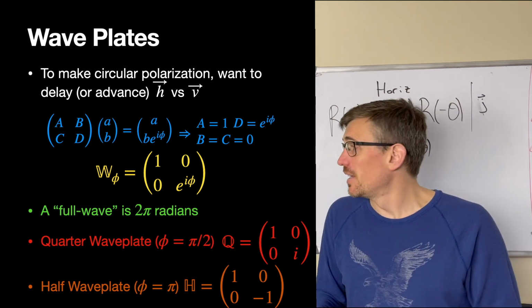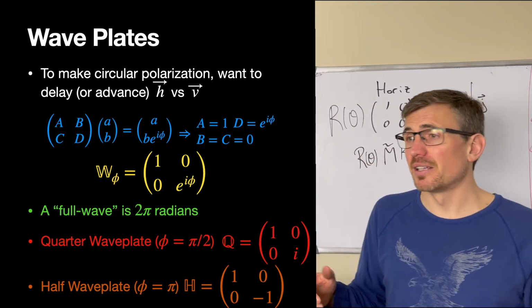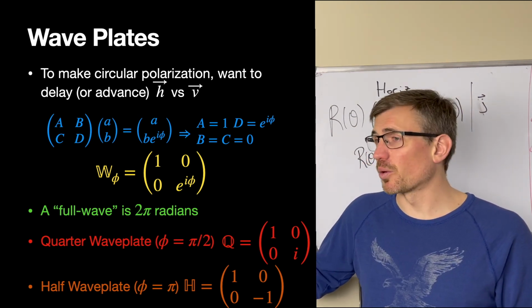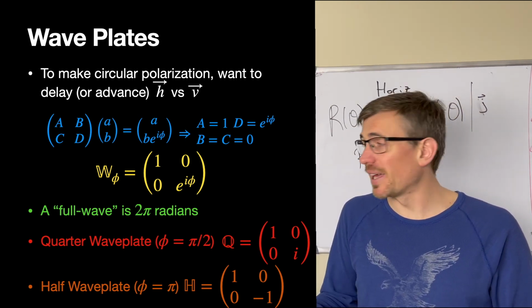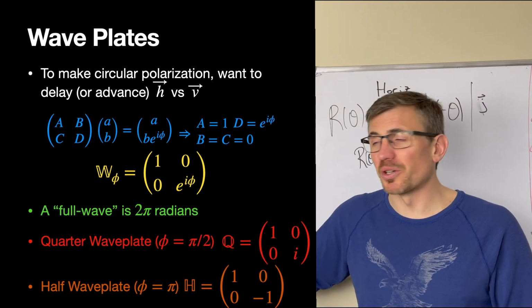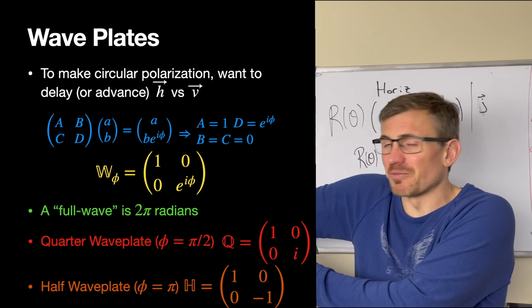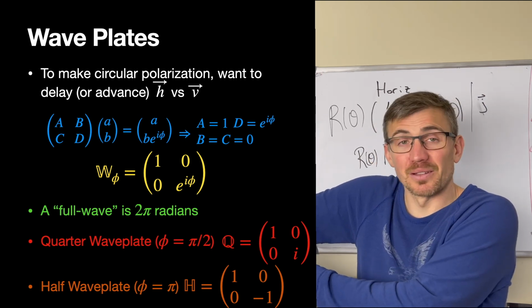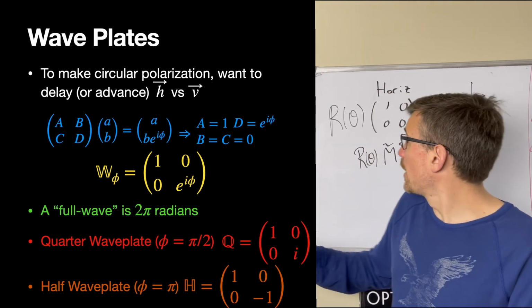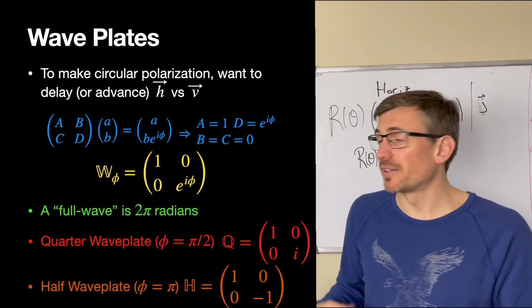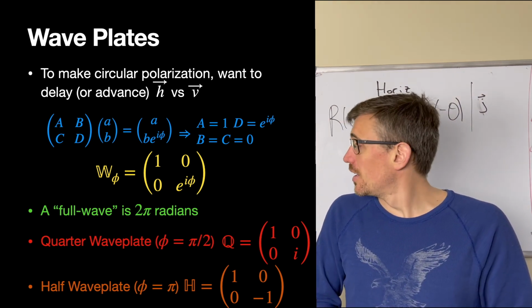By the way, if we wanted to, this is delaying vertical, leaving horizontal. What if we wanted to delay 37.2 degrees above with respect to 90 plus 37.2 degrees coming in? Well, we just apply our rotation matrix to our wave plate, and that would be the answer we get.